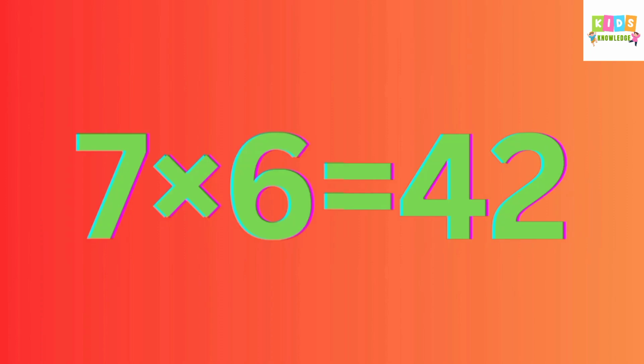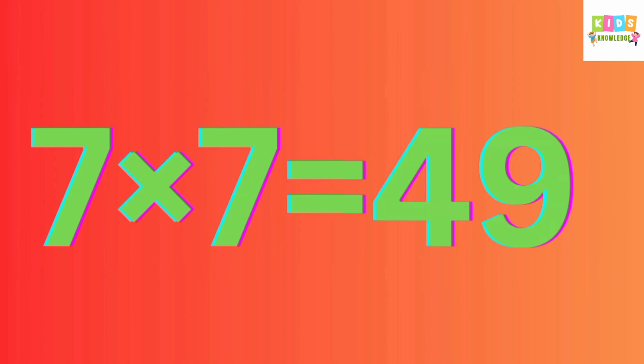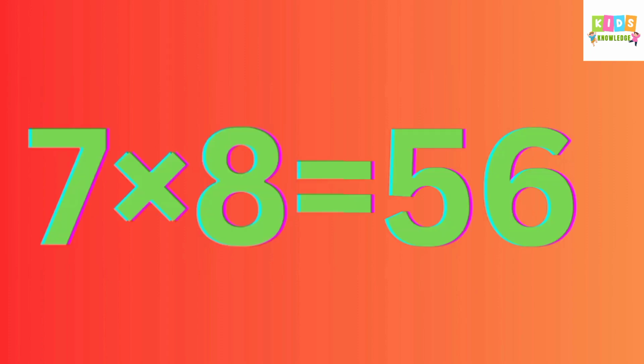7 sixes are 42, 7 sixes are 42. 7 sevens are 49, 7 sevens are 49. 7 eights are 56, 7 eights are 56.